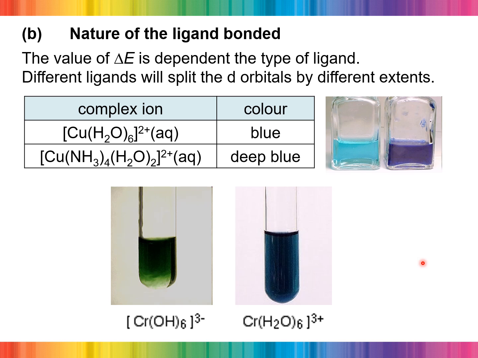Another example will be hydroxide and water. When your chromium 3 plus is in excess sodium hydroxide, your green precipitate will turn into a dark green solution, and when it's in aqueous form it is a bluish color. So that showcases how different ligands can cause different coloration in your solution here.